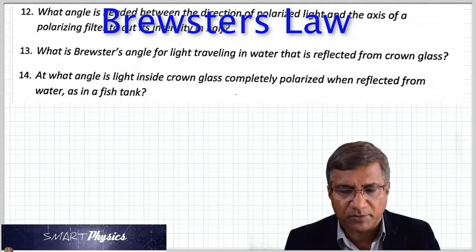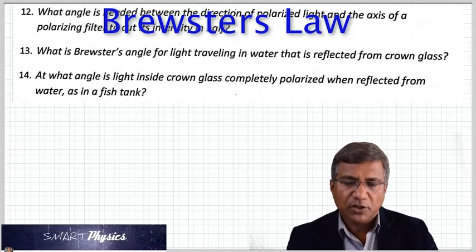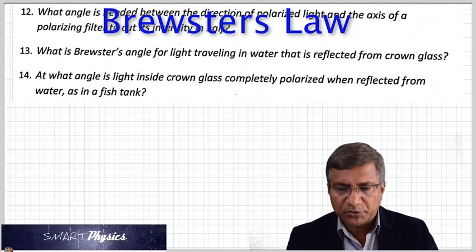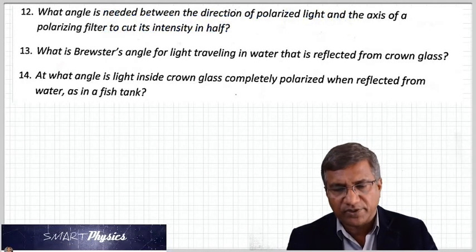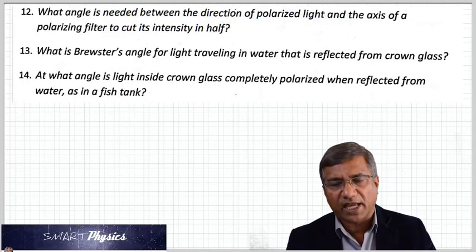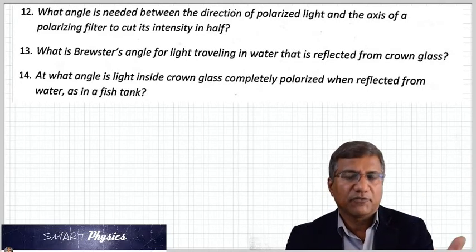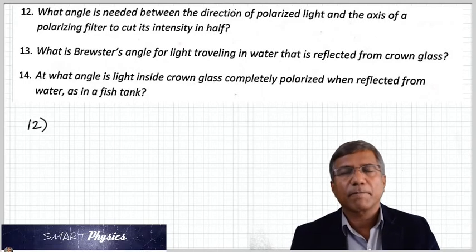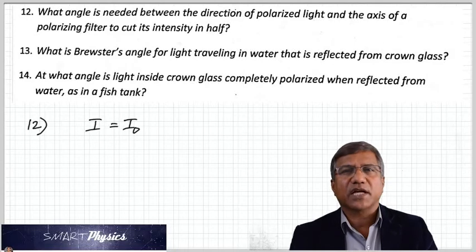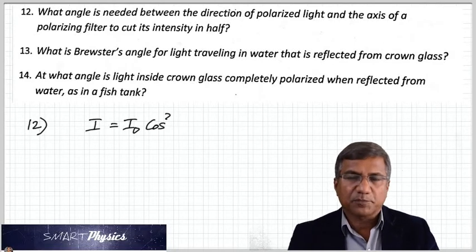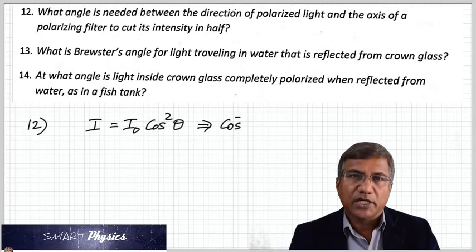The last three problems, I'm going to do them one by one. Number 12 says, what angle is needed between the direction of polarized light and the axis of a polarizing filter to cut its intensity in half? So that means I should be half of I naught. We're looking for the angle. Let's do this. We know the formula is I naught cosine square theta, and the problem says I must be half of I naught. And we're looking for theta.